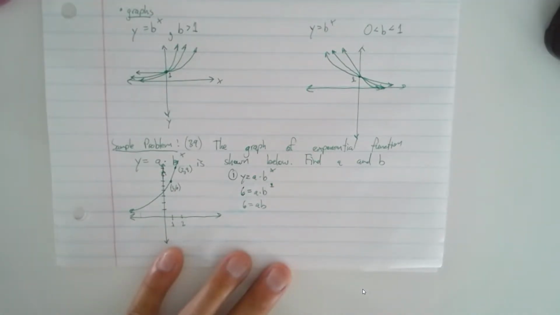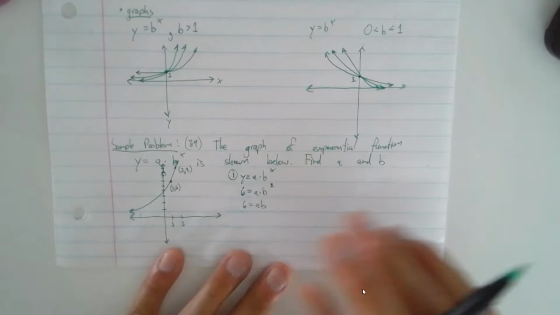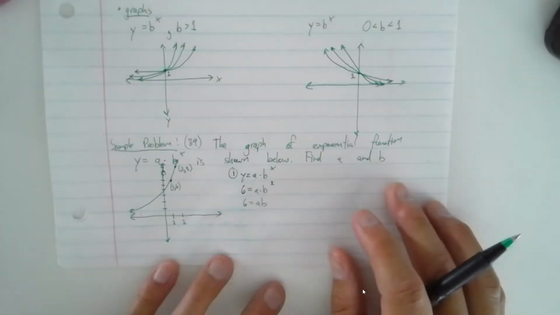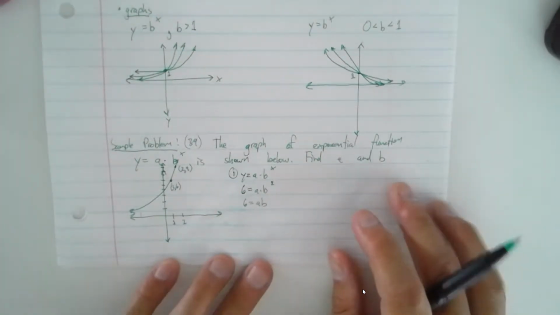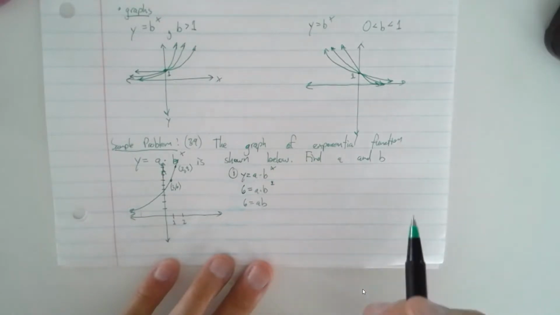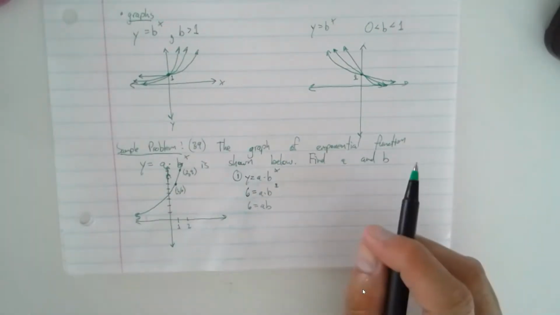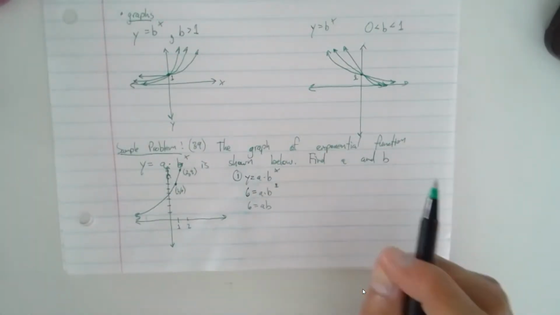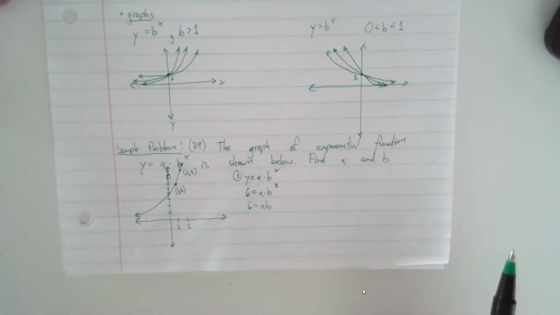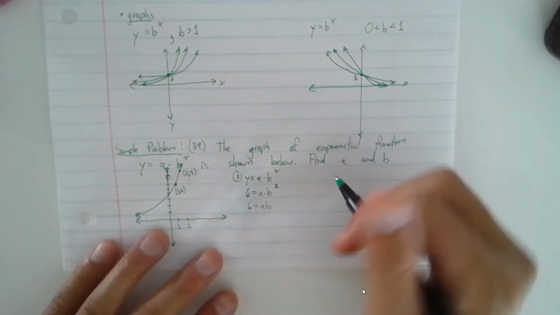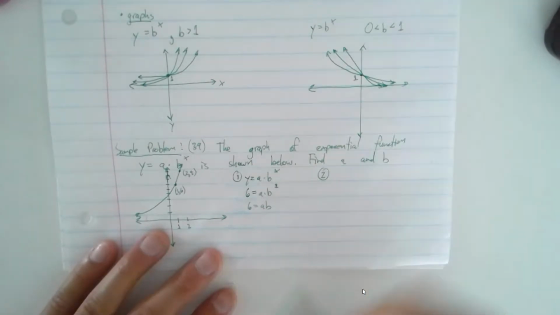So I got 6 is equal to AB. How is that going to help? Let me take a look at my notes here. Okay, 6 is equal to AB. My next suggestion is to use the other point to your advantage at step 2.